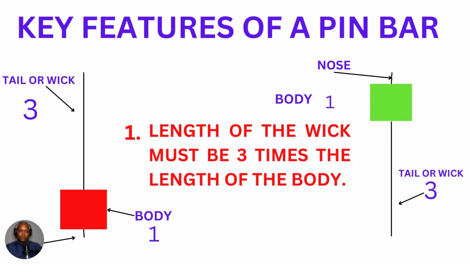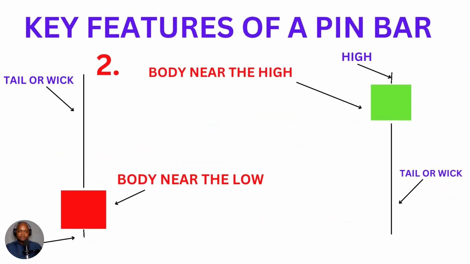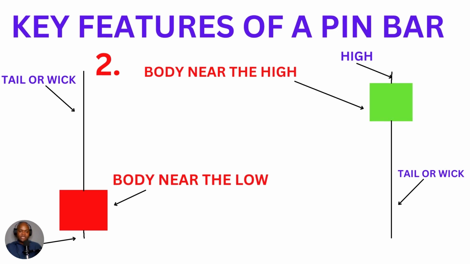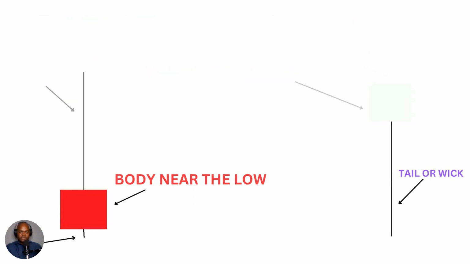The first one is that the length of the wick must be 3 times the length of the body. That means the tail or the wick must be longer, at least 3 times the length of the body of the candle. So that's the first feature. Secondly, the body of the candle must be located near the low. We are talking about a bearish pin bar, the red one. So the body must be located near the low. With the bullish pin bar, the one with the green body, it must be located near the high. That's another important factor to discuss.